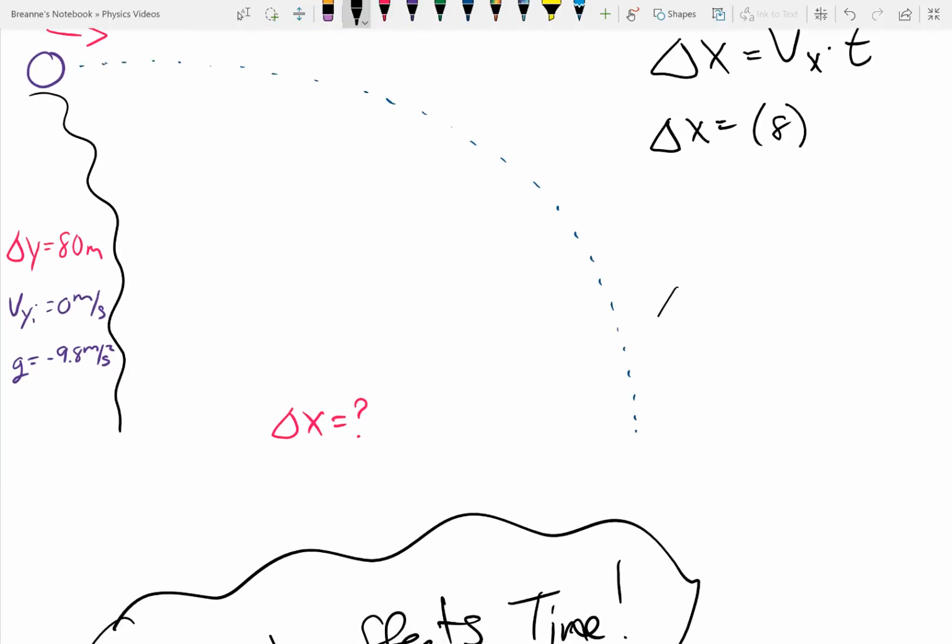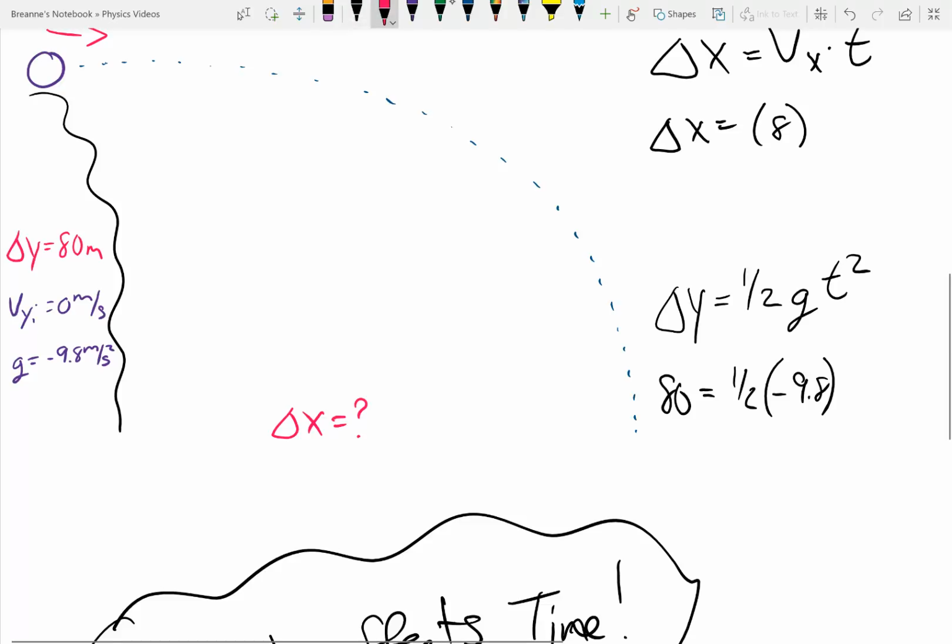So we know we can use our delta y equals 1/2 gt squared. Our delta y is 80, 1/2 g negative 9.8. Now, the ball is falling down, right? It's going in the negative direction. So technically this 80 is going to be negative, because remember, it just tells us the direction. It's going down, so it'd be negative. And we're looking for t squared. So we do a little math here. So we get a negative 4.9.